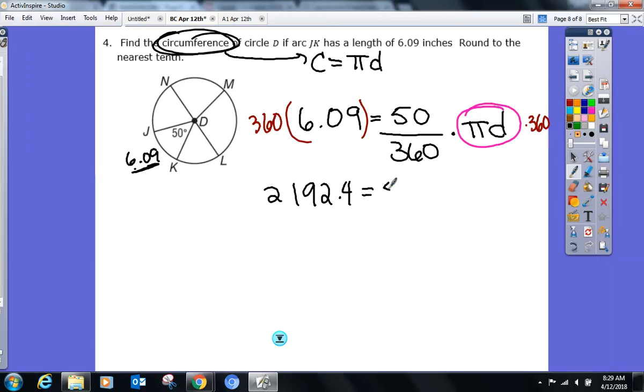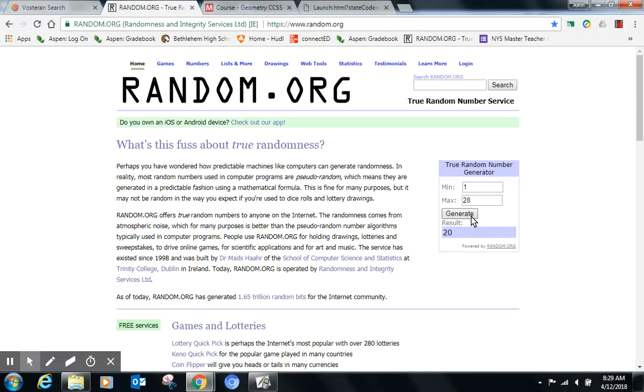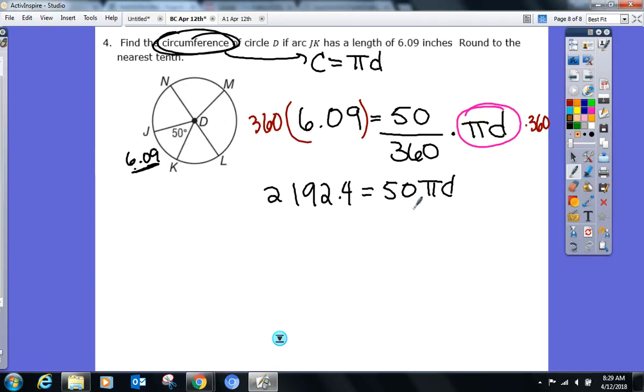2192.4 equal to 50 pi d. And if I did it this way, what would be the next step to get pi d by itself? Divide by 50. Did anybody just multiply by 360 over 50? You could do that, multiply the reciprocal. That's because you're a stud, Luke. That's why you did that. All right. So pi d is going to be equal to, we're rounding to the nearest tenth, right? 43.8 inches, thank you.